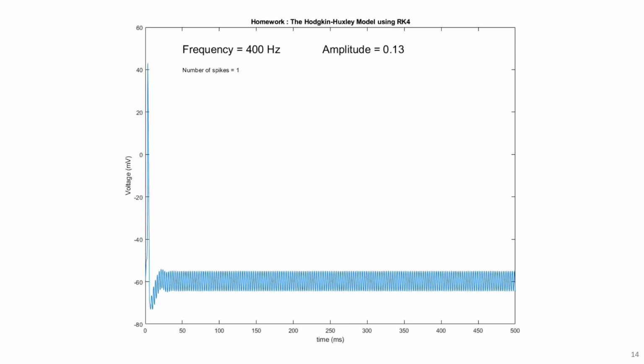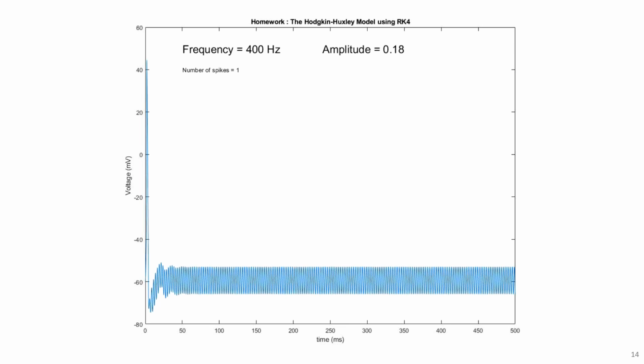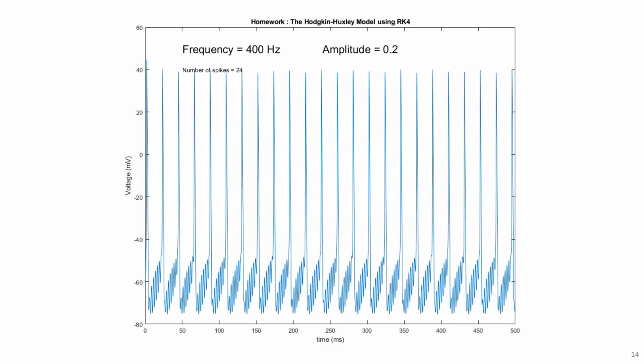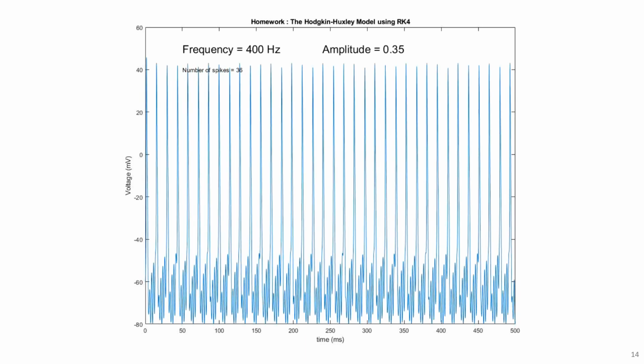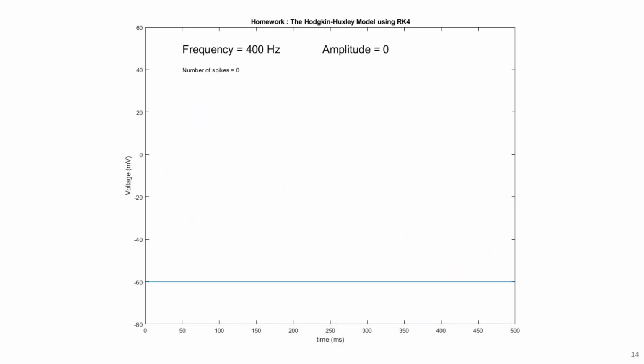Also, at 0.13, the first spike was able to go off, and then increasing it to a value of 0.2, we see the spike train, and then at 0.25 we see that, then I increase it to 0.3, 0.4. So this is how it goes for 400 hertz.